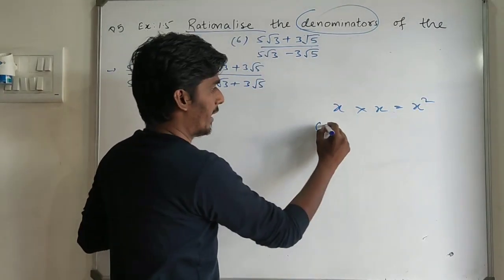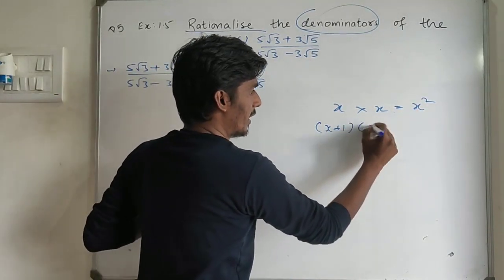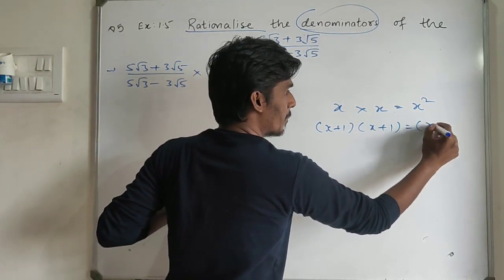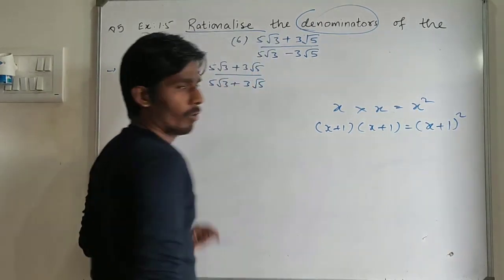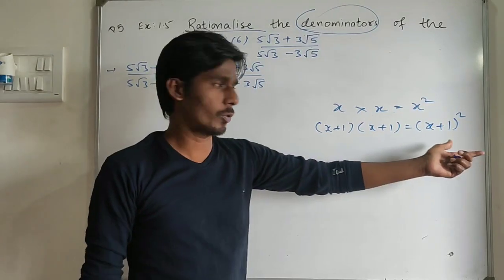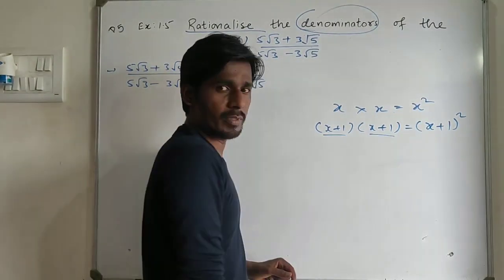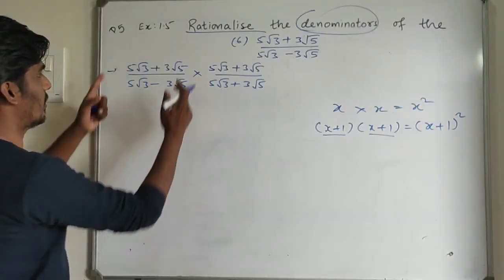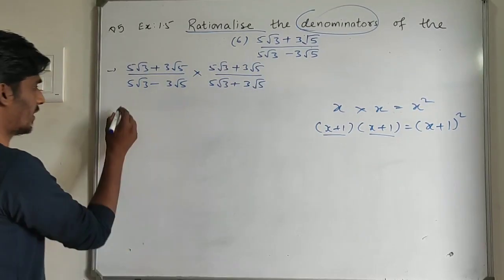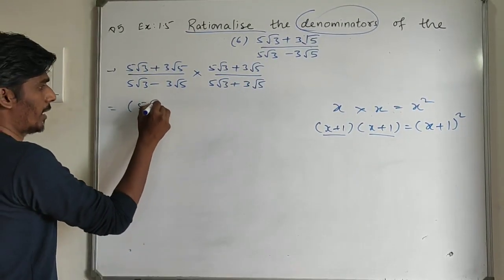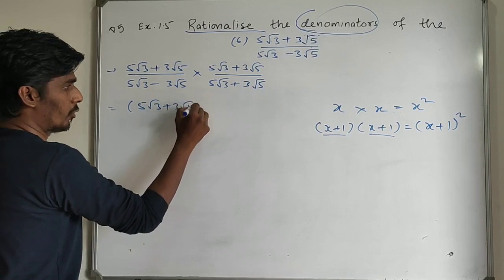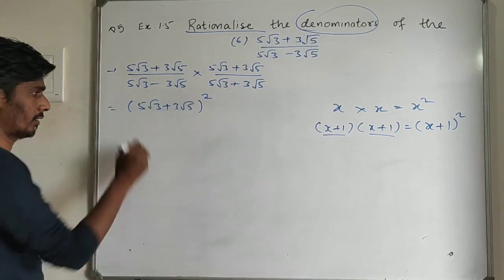X square. If I write x plus 1 into x plus 1, it means x plus 1 whole square. वो क्या हो जाएगा? Square. ठीक है, दोनों टर्म सेम है. So same thing is possible here. Both the terms are same. So I can write here 5 root 3 plus 3 root 5 whole square.